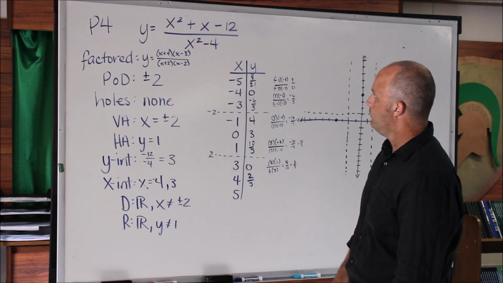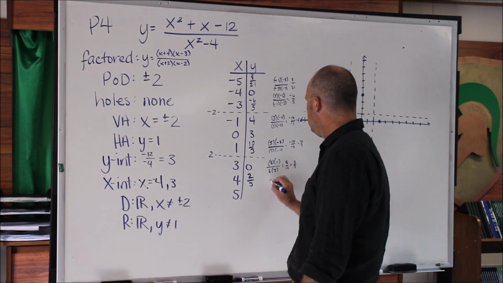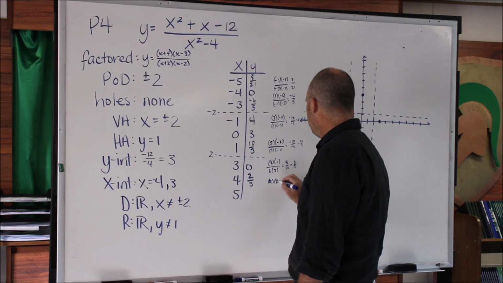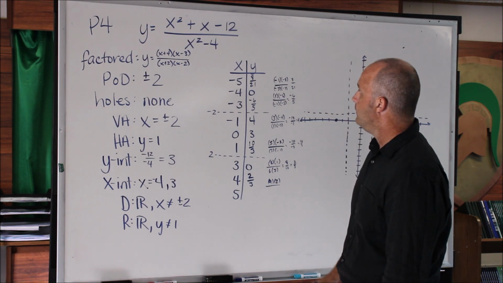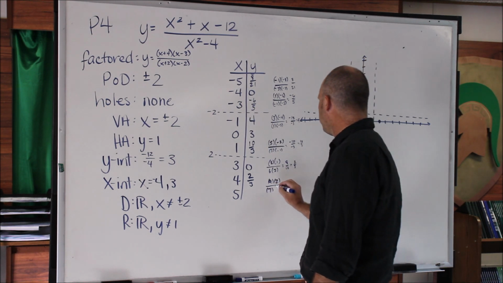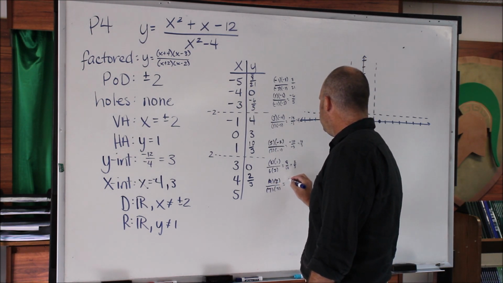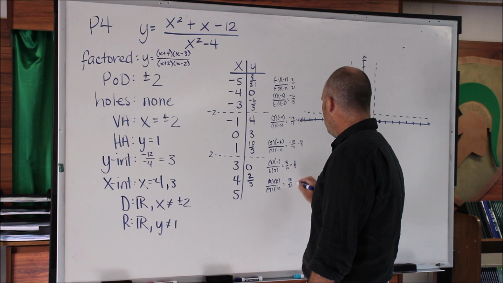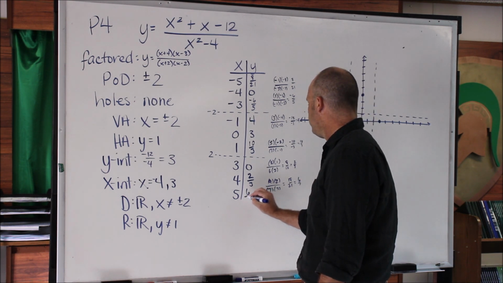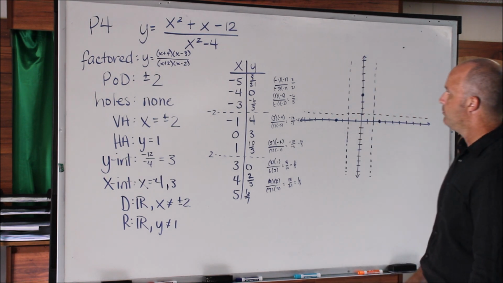And our last one here, we've got 5, so 5 plus 4 is 9. And 5 minus 3 is 2. Over 5 plus 2 is 7. And 5 minus 2 is 3. So we get 18 over 21, which reduces to 6 over 7. Okay, now we can go and we can plot these.